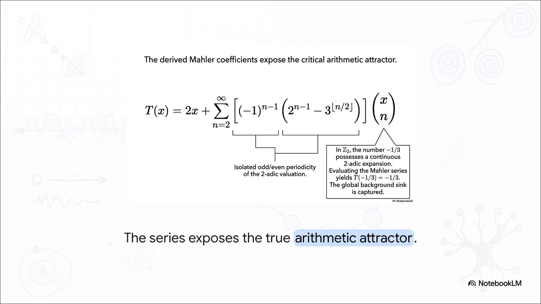And here is where things get really fascinating. By deriving these specific Mahler coefficients in this continuous expansion, we expose a hidden truth. If you evaluate this infinite series at x equals -1/3, the output is exactly -1/3. So -1/3 is acting as the true continuous two-adic arithmetic attractor. The classical integers completely miss this global background sink, but over in two-adic space, it anchors the entire data stream.